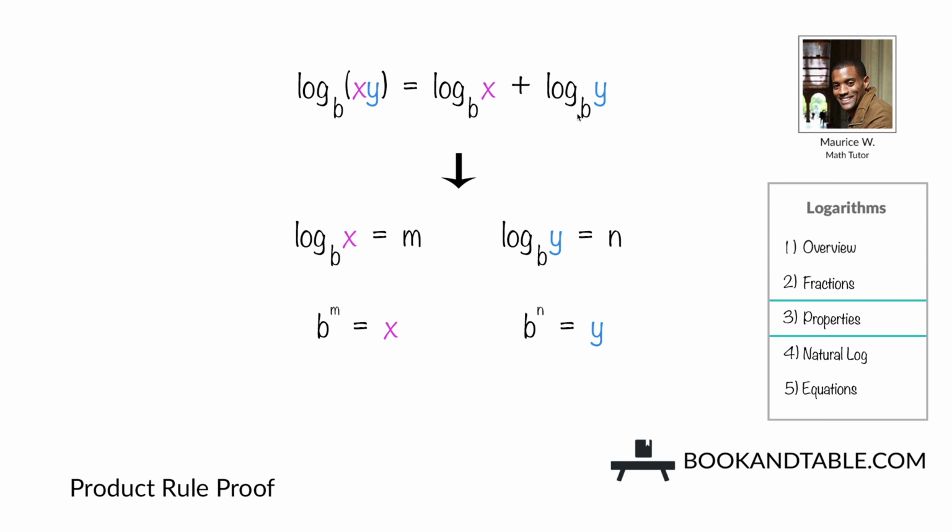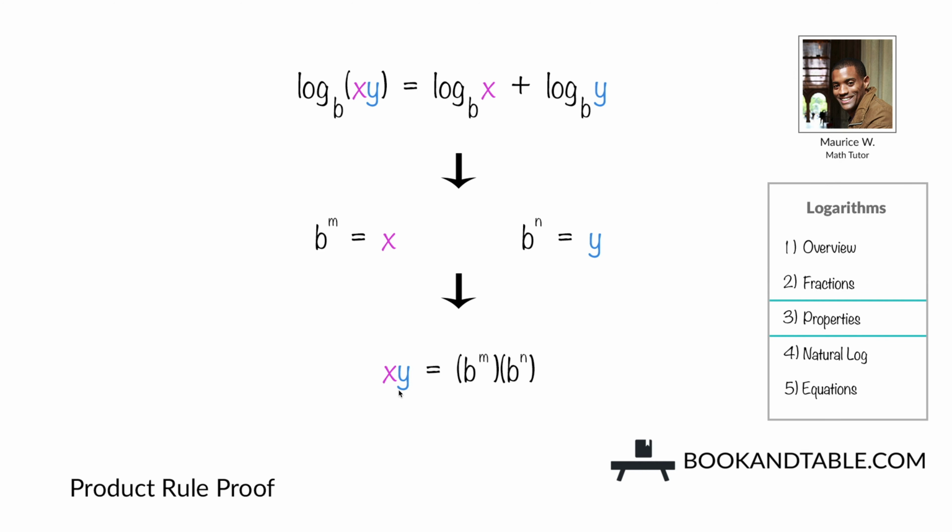So let's begin by multiplying x, which is b to a power of m, times y, which is b to a power of n, giving us x times y is equal to b to a power of m times b to a power of n. And since these have the same bases, we can combine these terms by adding their exponents, m plus n.